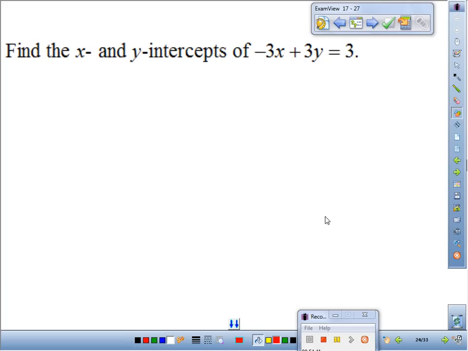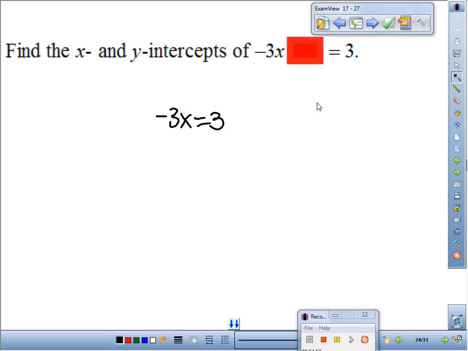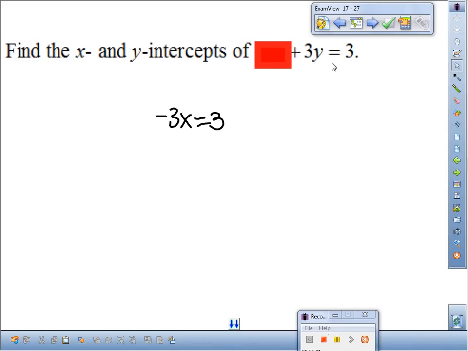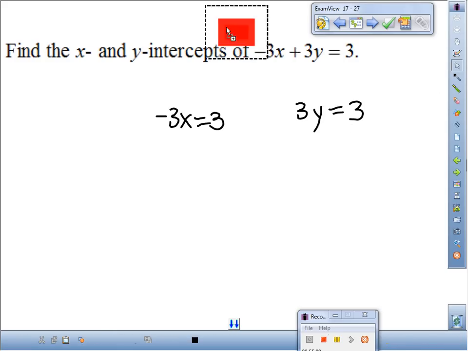Remember that? So check this out. If I cover up the y value, what do you see? Negative 3x equals 3. Do you guys see that? Negative 3x equals 3. From there, I cover up the x value. What do you see? 3y equals 3.